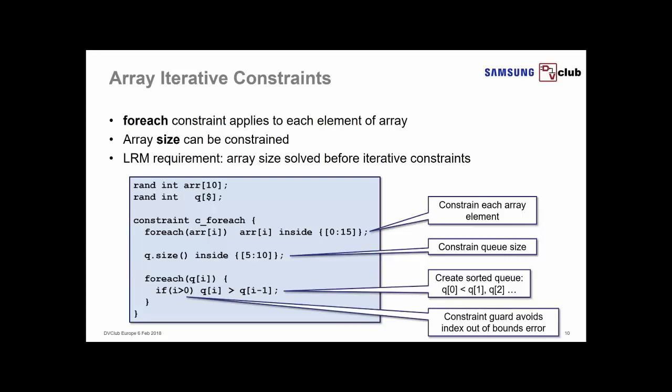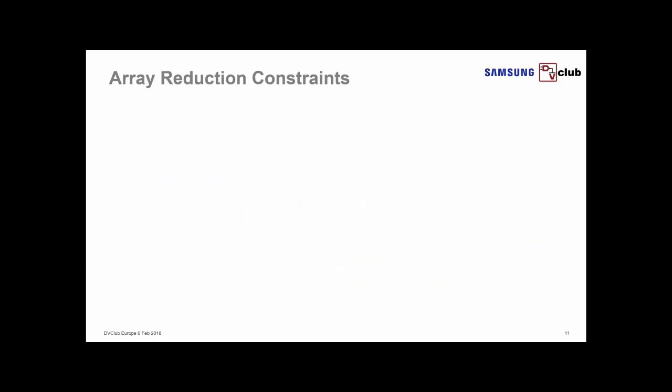And note that here I have what's called a constraint guard expression. The array indices range from 0 to whatever the max number is, so my constraint expression using i minus 1 would attempt to reference an element not in the array. So by putting in what's called a constraint guard, if i is greater than 0, then apply the q of i is greater than q of i minus 1 constraint. Otherwise, you'd get an array out of bounds error.